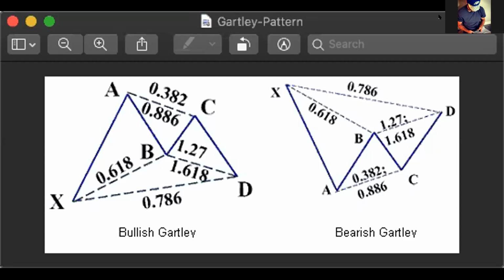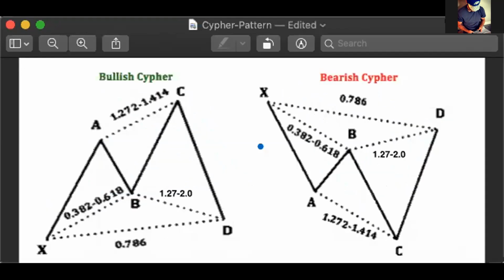Now, on the cipher, I like the cipher as well because it has very similar fib levels that line up. So we have an impulsive move, and then we have a very nice ABC wave on its own, but then we get a deep pullback back into the 78.6 of the impulse. So I really like this pattern as well. Those are the only two that I really care to trade or look at. All the other ones, you've got to pick your bread and butter, in my opinion.